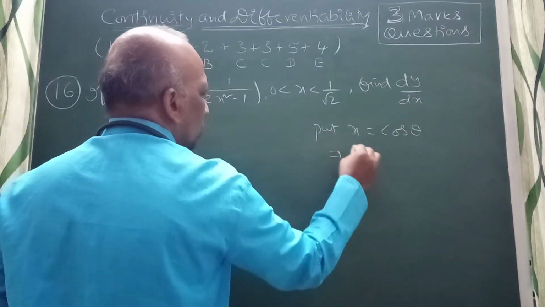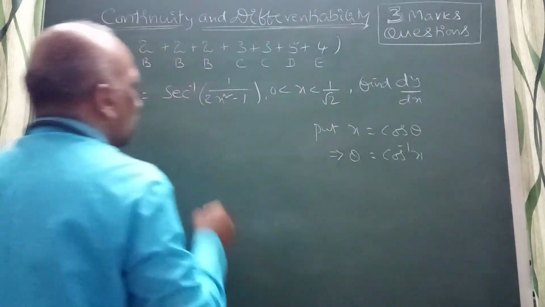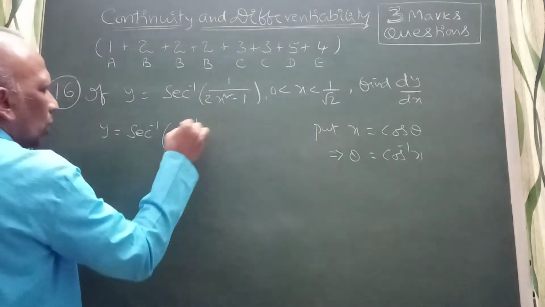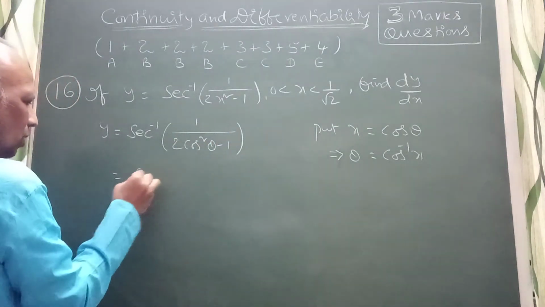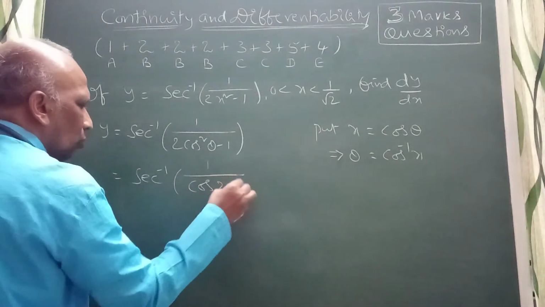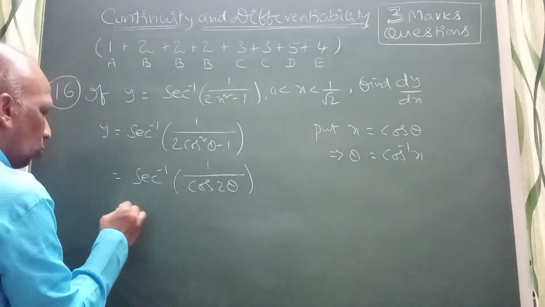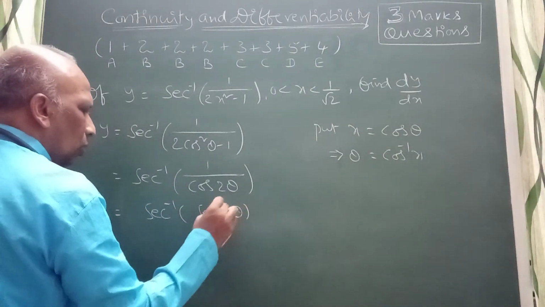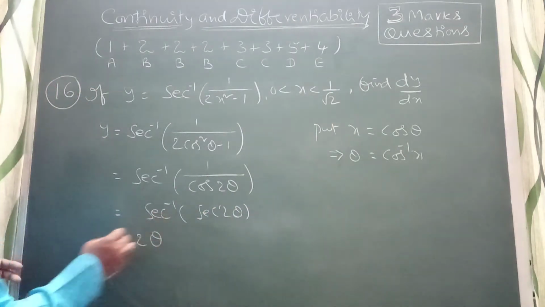Then you will get theta is equal to cos inverse x. Just remember, theta equal to cos inverse x. If we take this one, y is equal to secant inverse of 1 by 2 cos square theta minus 1. 2 cos square theta minus 1 is the cos 2 theta formula. So 1 by cos 2 theta will be secant inverse of secant 2 theta. You will get secant inverse of secant 2 theta is equal to 2 theta, right? So y is equal to 2 theta.